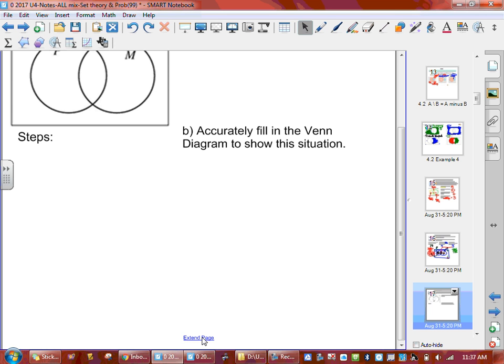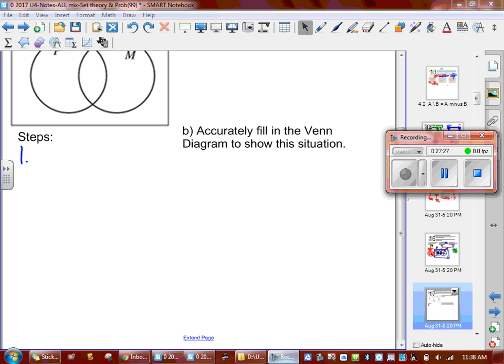Yes? I'm kind of confused on the last one. How do we have 19 kids in English, 9 kids in bio, only 26 kids? Because some are overlapped in both. That's why we have that overlap, right? Because you count that 3 twice, right? It was in both groups, that's why.